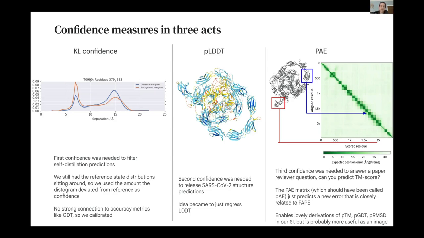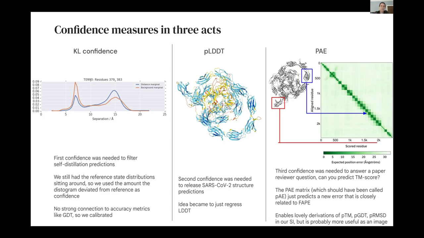And the second time that we went after and did confidence was talking about PLDDT. And this arose because we wanted to make predictions of SARS-CoV-2 structures in the early days of the pandemic. And we were pretty sure we had not quite the finished AlphaFold2. I think we had almost everything but recycling at that point. But we really wanted to make sure we were releasing structures that would actually help. And the idea came pretty quickly of, well, LDDT is a good measure of quality. What if we just regress that? And we just did the dumbest possible thing where we put a single head on top of AlphaFold, fine-tuned it, and found it really quickly to produce accurate LDDT.